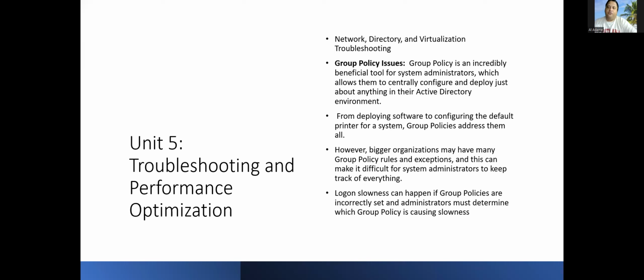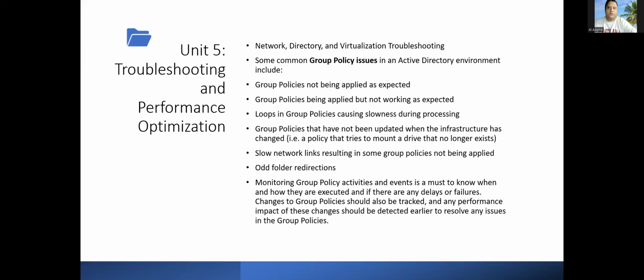Slowness can happen if group policies are incorrectly set, and administrators must determine which group policy is causing the slowness. That's how you fix it. You've got to figure out which one's causing it. Some common group policy issues in an Active Directory environment include group policies not being applied as expected. I see that a lot. With new machines, they get put into a different group, then we have to move them manually to a different group, then the group policies are pushed roughly a day after.